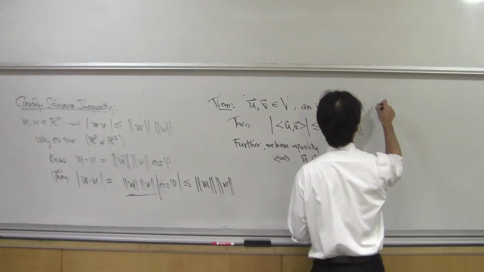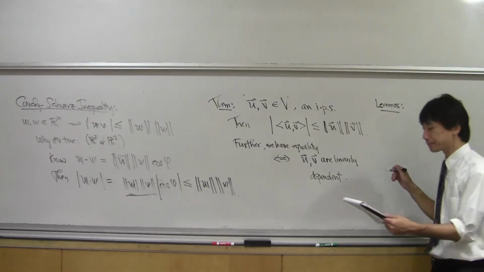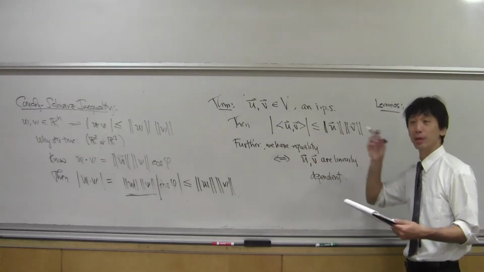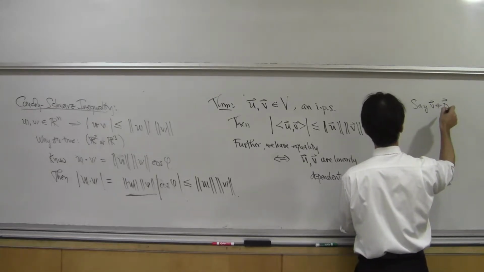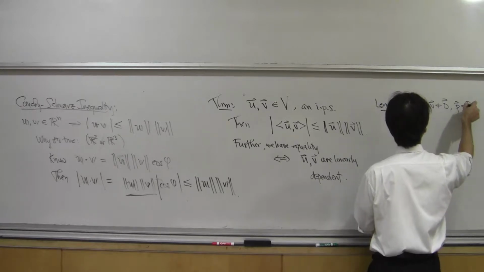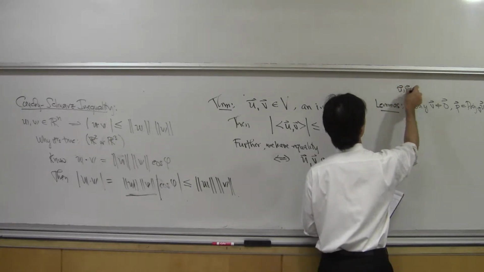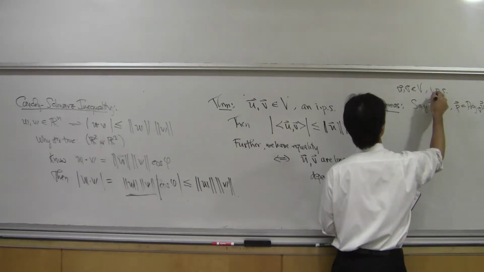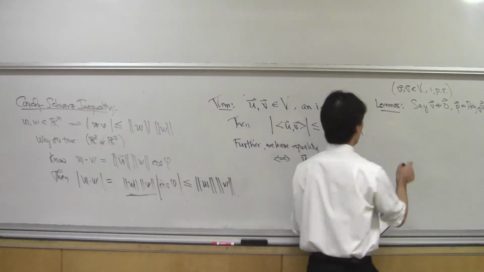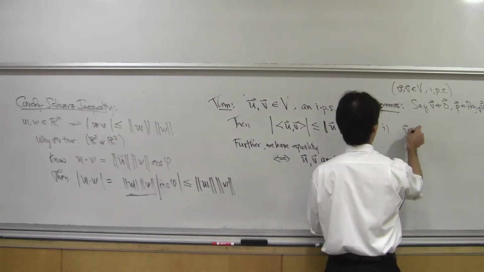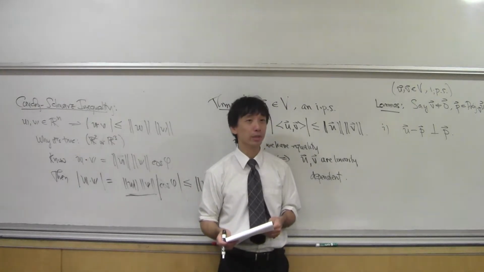Okay. And so to prove this, we're going to need a couple of tools, a couple of lemmas, because we don't have the geometric interpretation anymore. So let's say that V is a non-zero vector, and let P denote the projection of U onto V. Again, U and V are in your inner product space. Then one, U minus P is perpendicular to V. U minus the projection of U onto V is perpendicular to P.